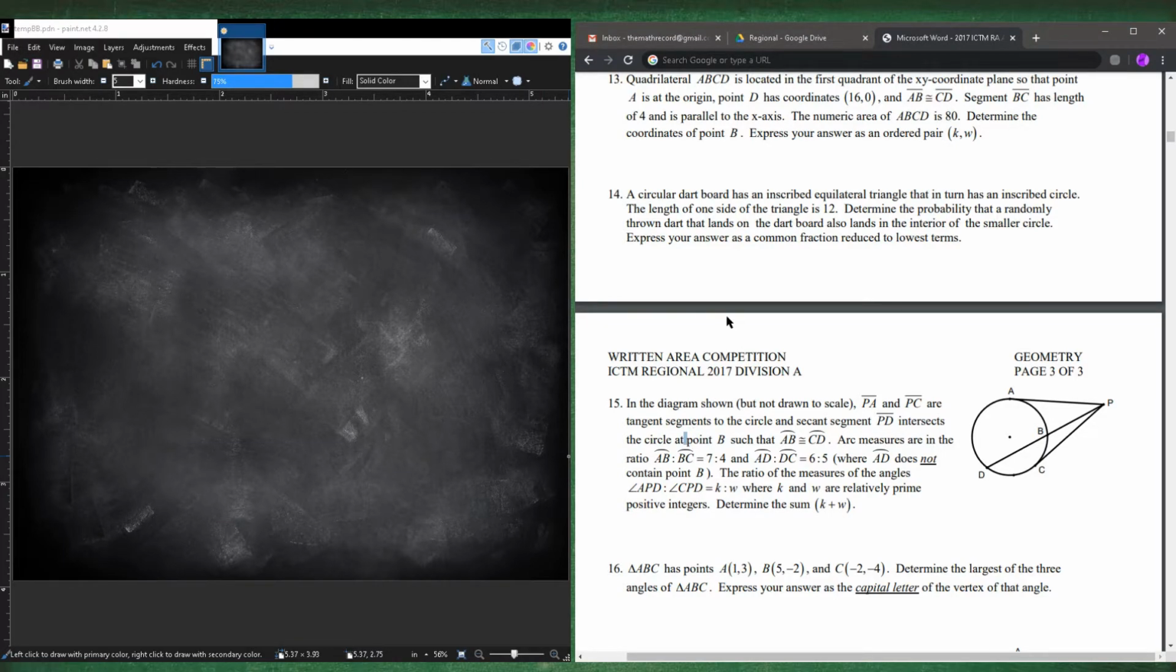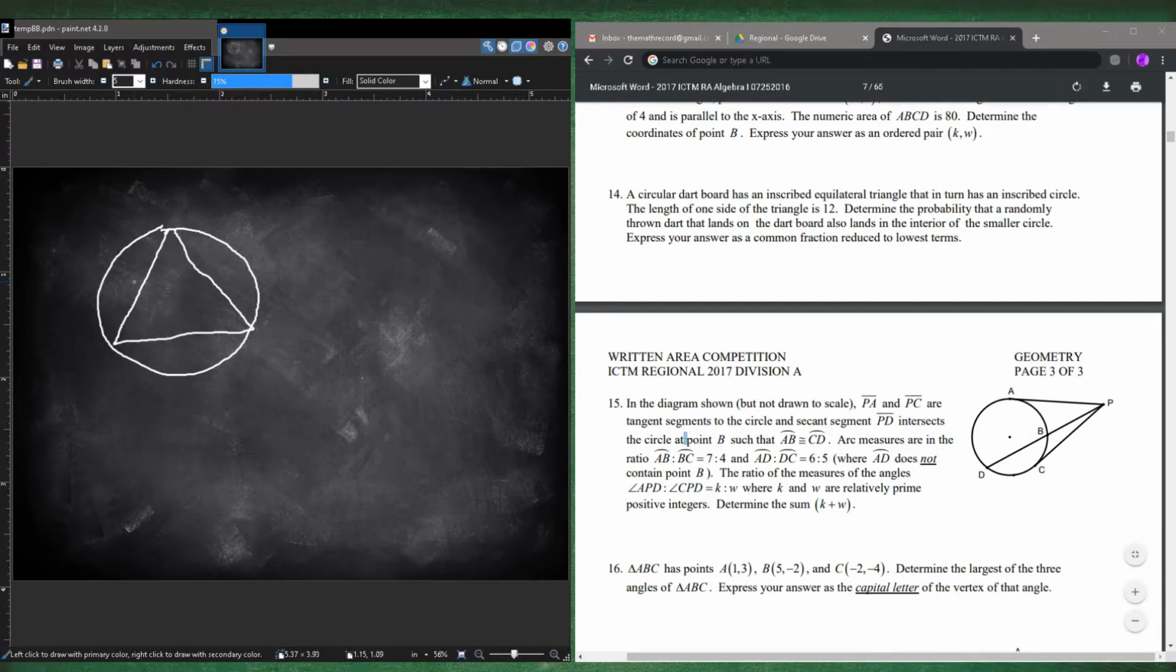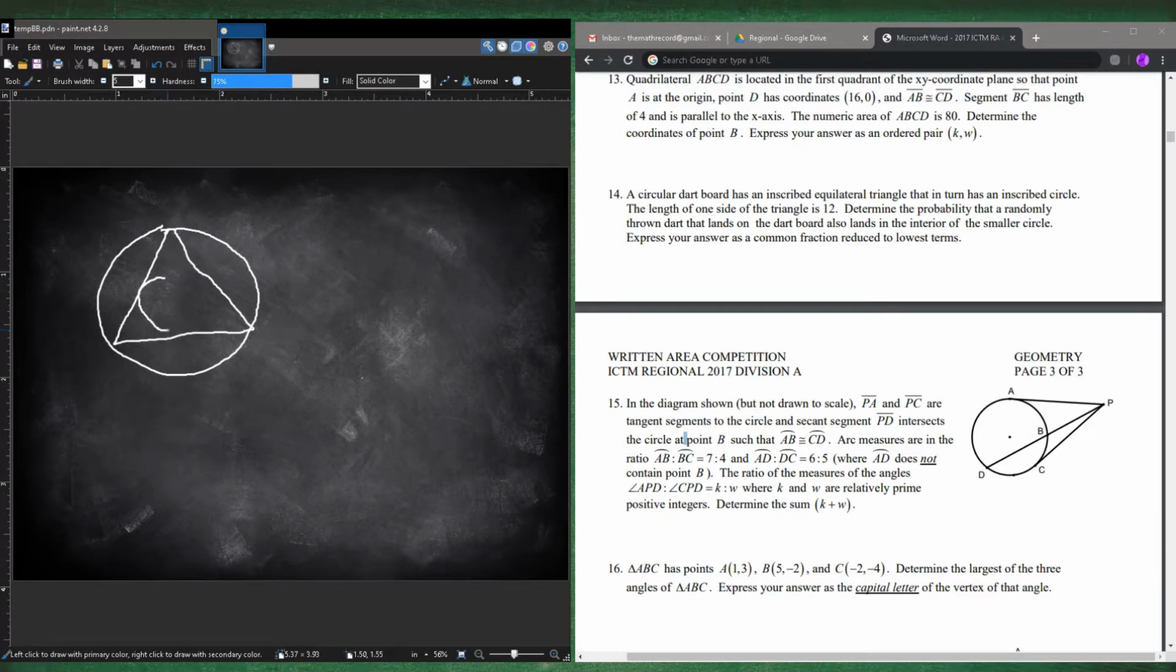Okay, question 14. A circular dart has an inscribed triangle. Okay, so let's kind of draw this out. So we have a circular dart, and we have an inscribed triangle. Well, it's an equilateral triangle, right? And that in turn has an inscribed circle, which means there's a circle inside that triangle. Okay, I'm not the best artist, but let's make it a little decent. Something like this. And we have the center of the circle, and the length of one side of the triangle is 12.